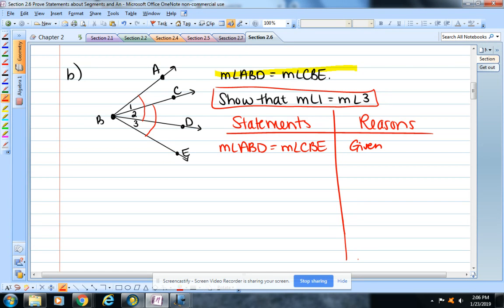So, what two angles make up ABD? So likewise, I can split that up. The measure of angle 1 plus the measure of angle 2 equals the measure of angle ABD. Now, which postulate or theorem tells me little plus little equals big angle? Angle addition postulate. So y'all tell me what my next statement will say.